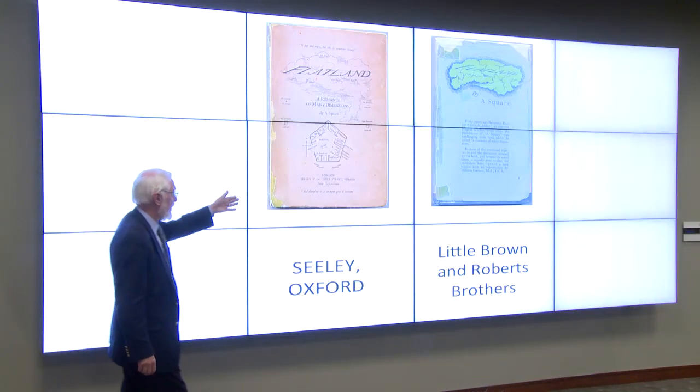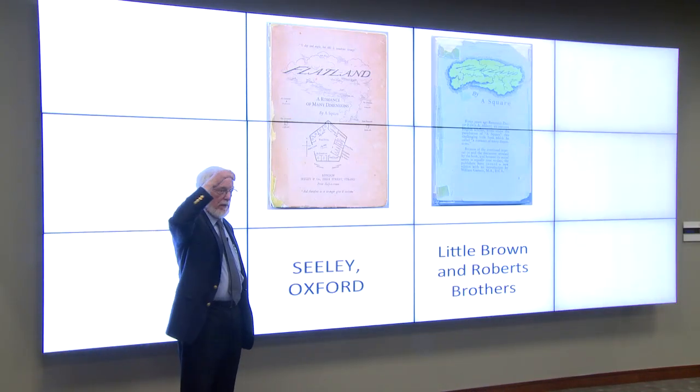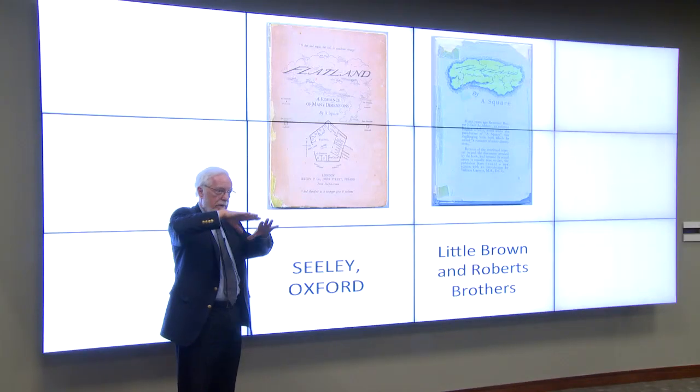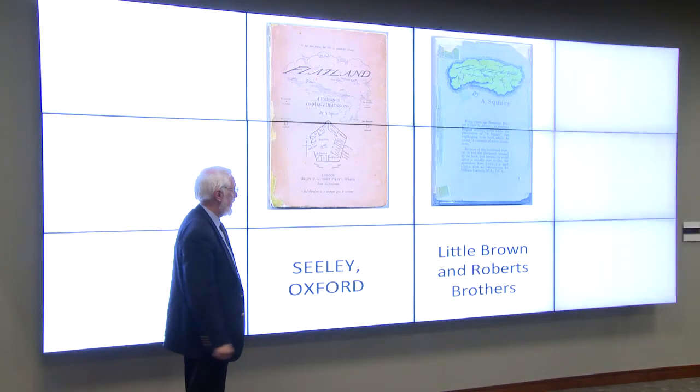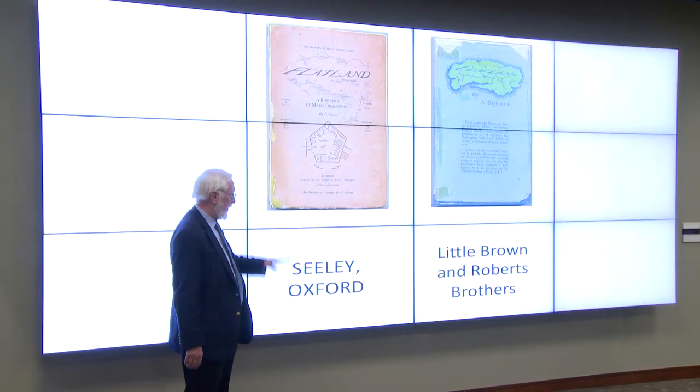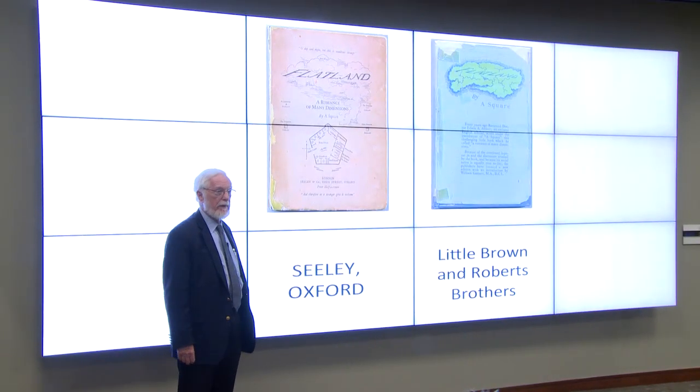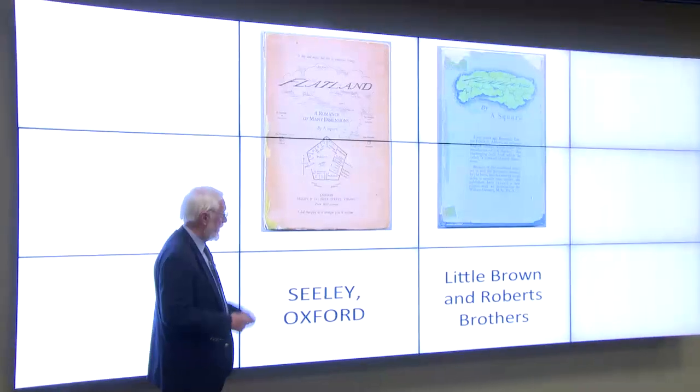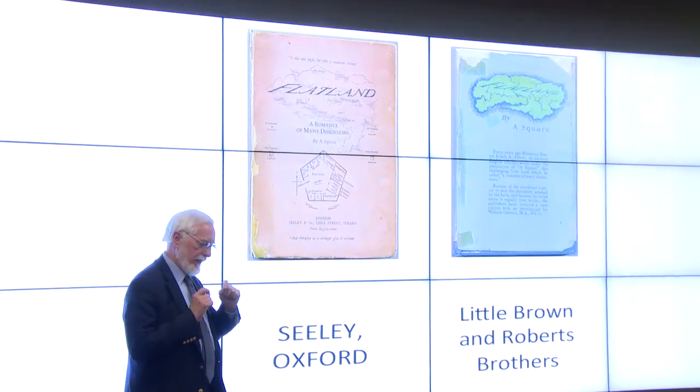This is the first edition that you can see right outside here. Outside here in the cases opposite the circulation desk, you will find the Aldous first edition. You'll also find a second edition.